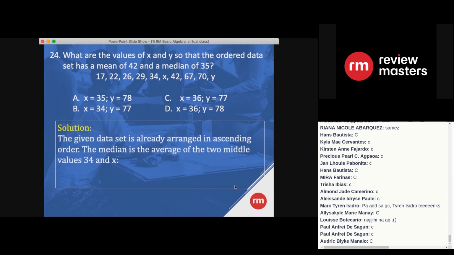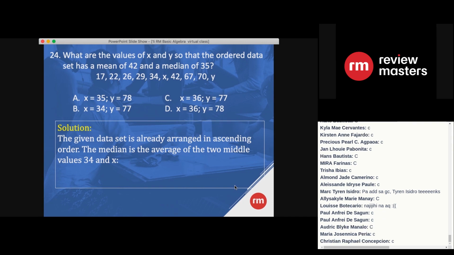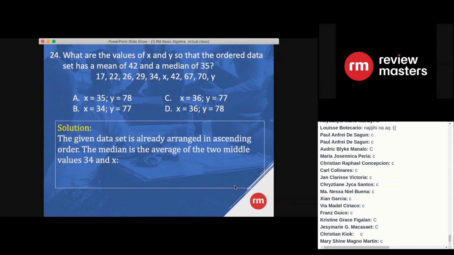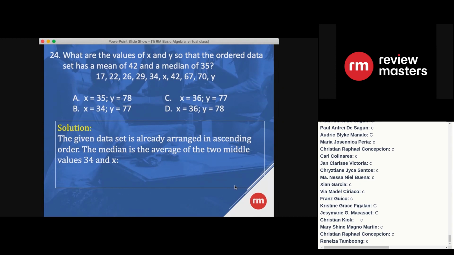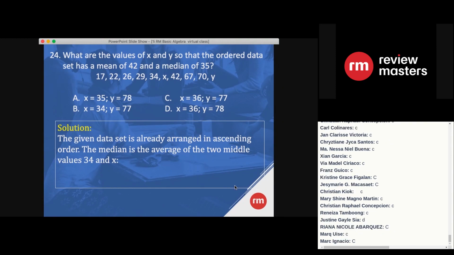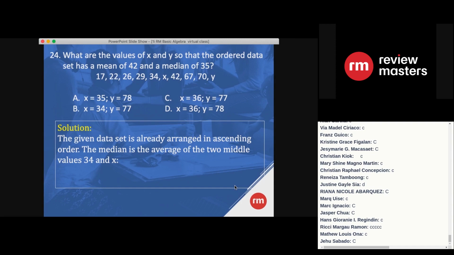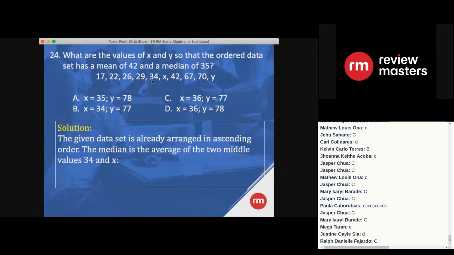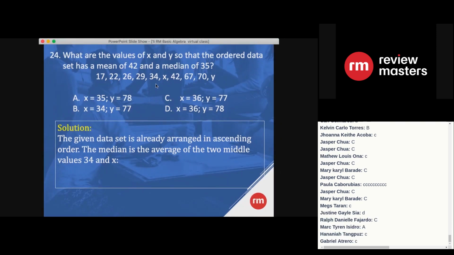The given data set is already arranged in ascending order. So arranged na siya, no? From 17, if you will notice, pataas siya. The median is the average of the two middle values. So here, ano yung gitna nila? So 1, 2, 3, 4, 5, 6, 7, 8, 9, 10. So yung ika-5th at ika-6th, yun ang median niya.